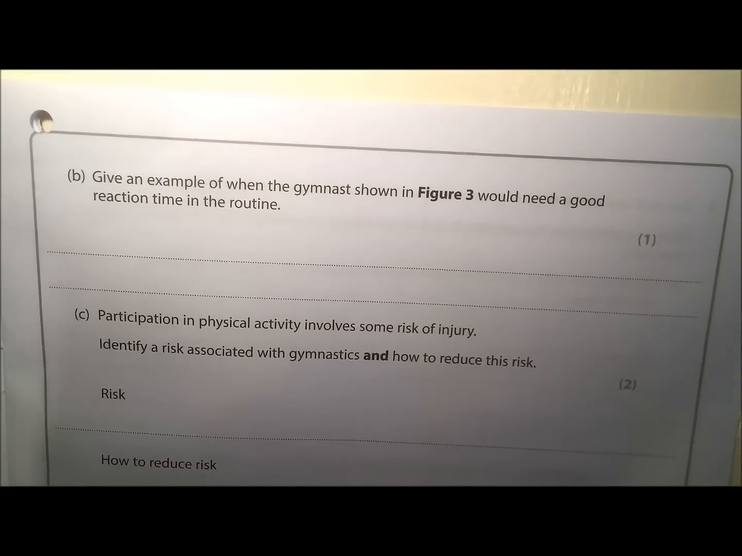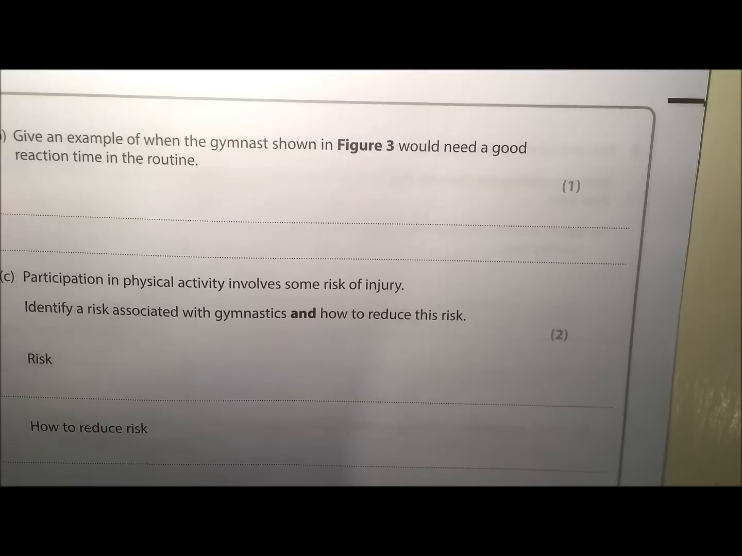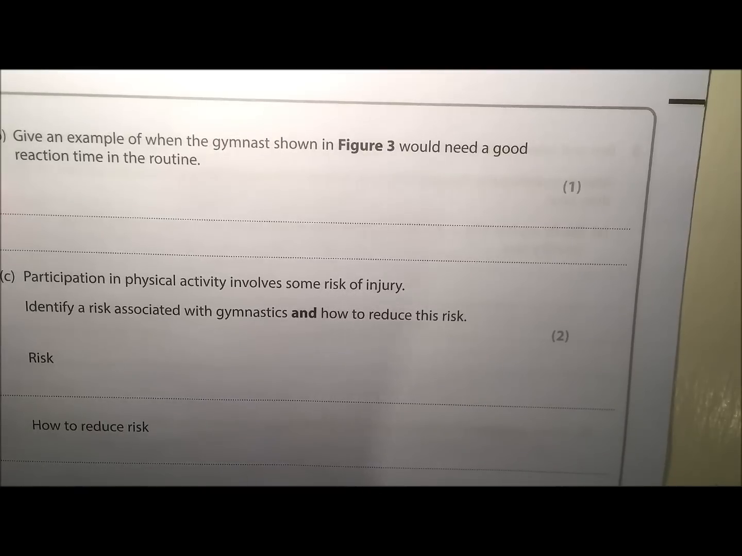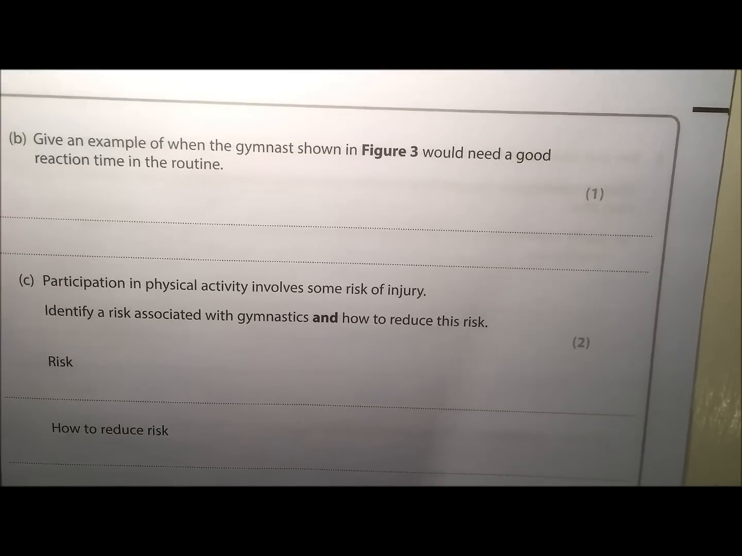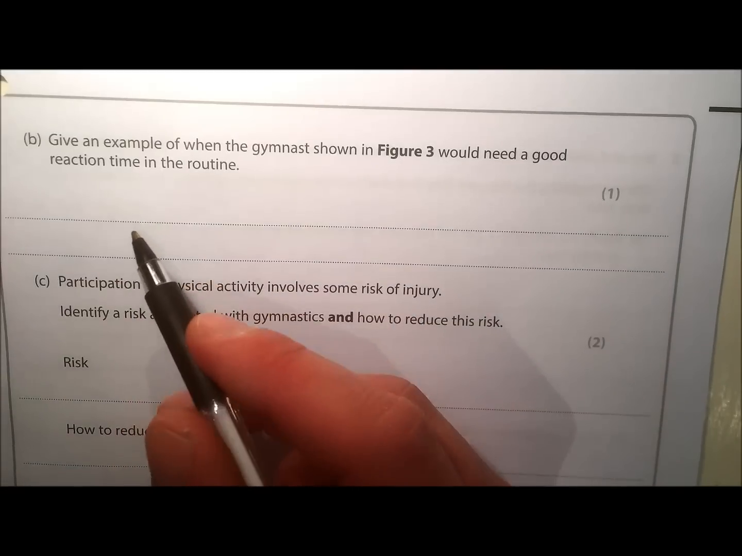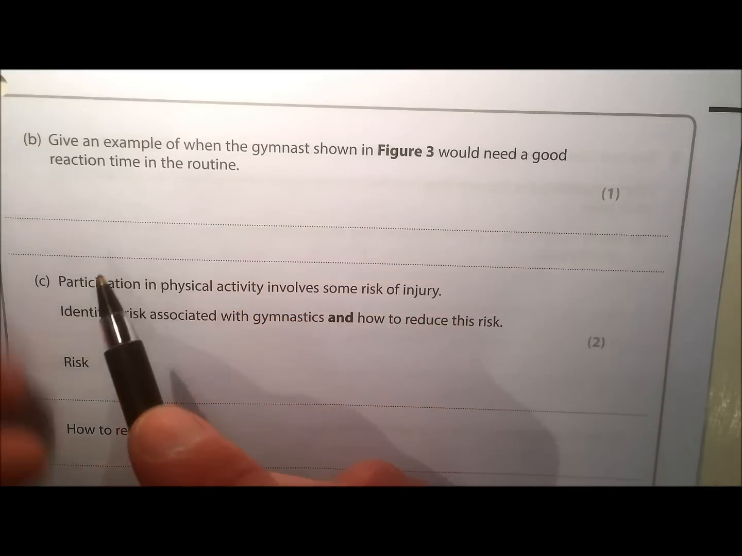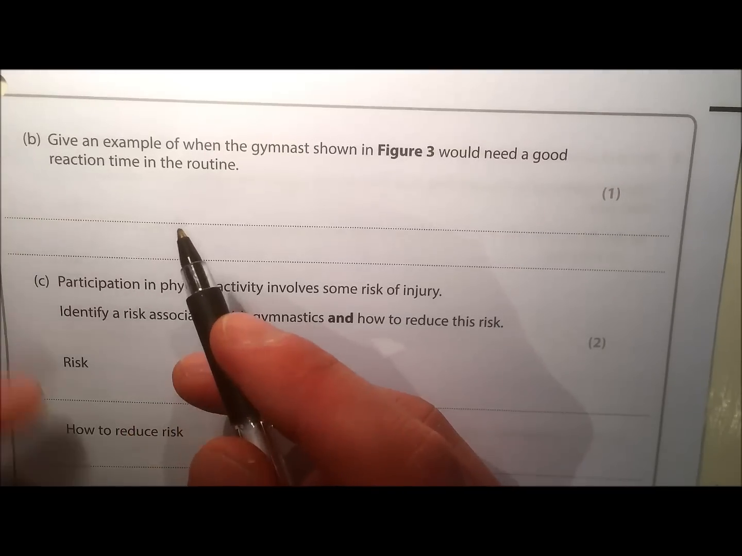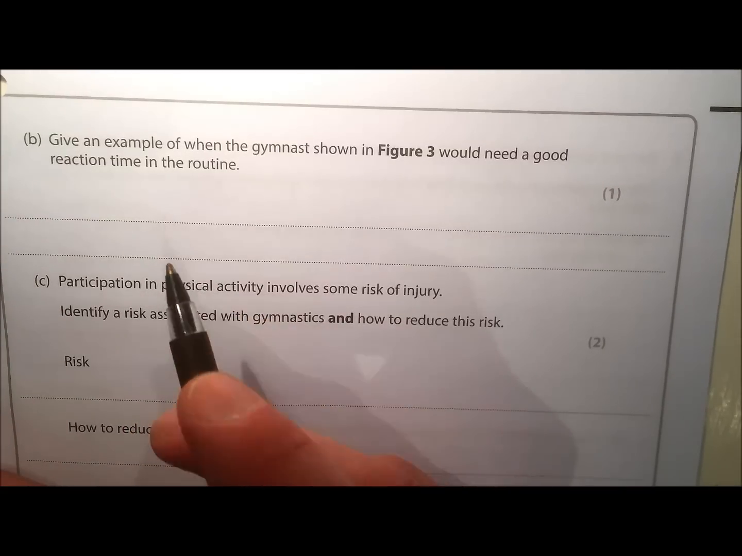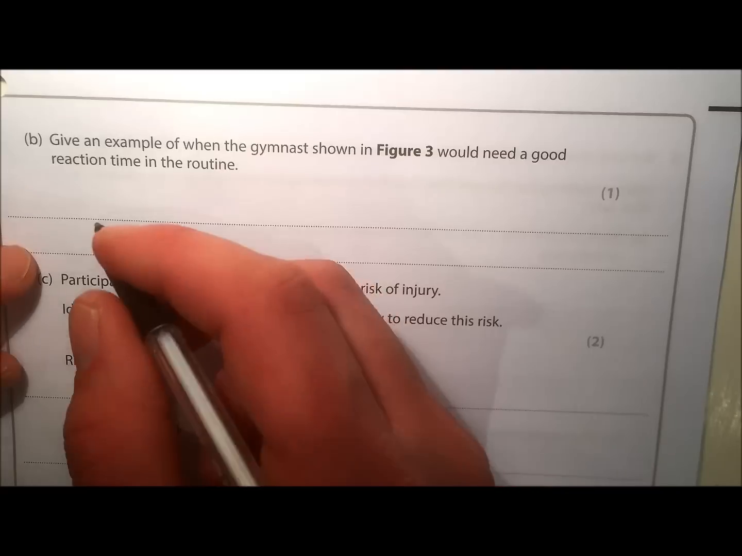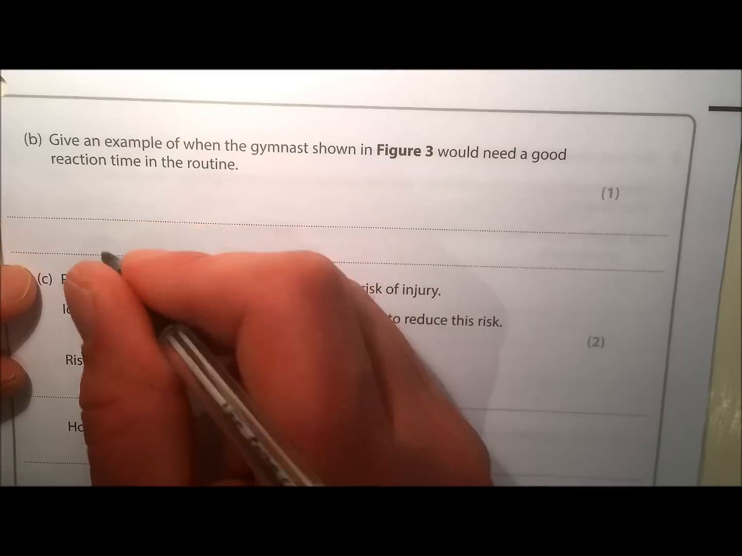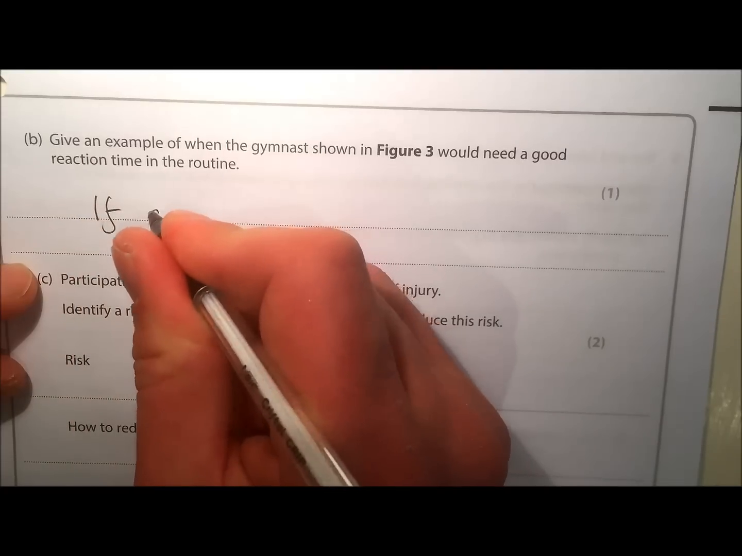Part B. Give an example of when the gymnast shown in Figure 3 would need good reaction time in the routine. If she was to make a mistake in the air, she would have to change her decision about when to put her feet down and land carefully. So the answer here would be if a mistake is made.